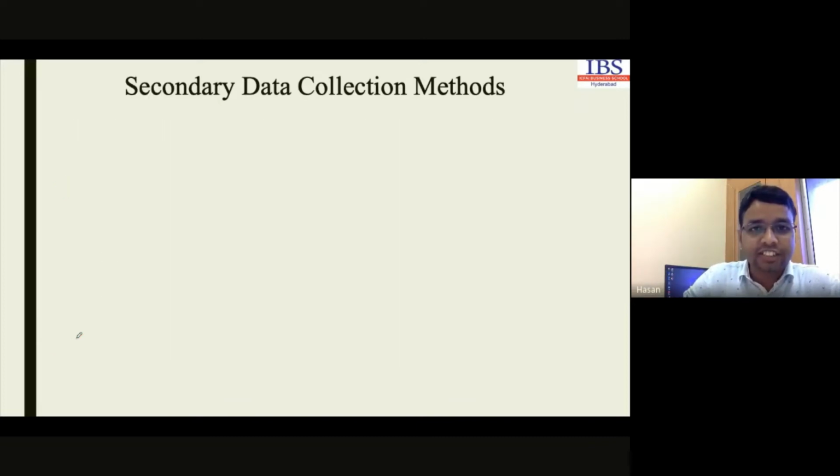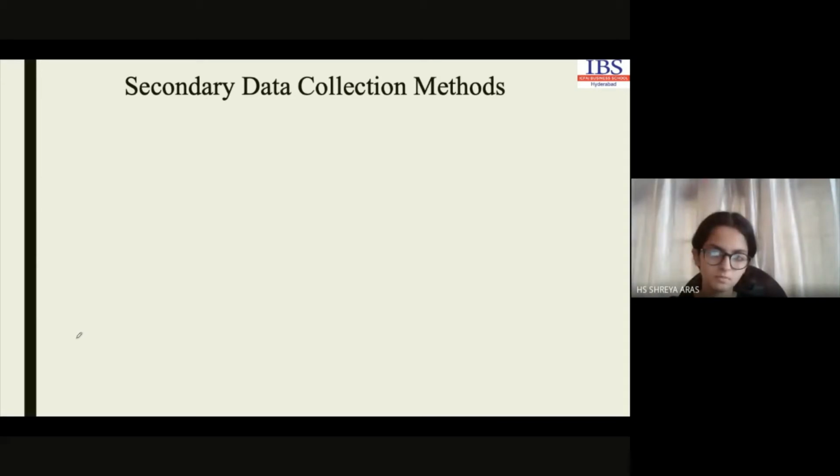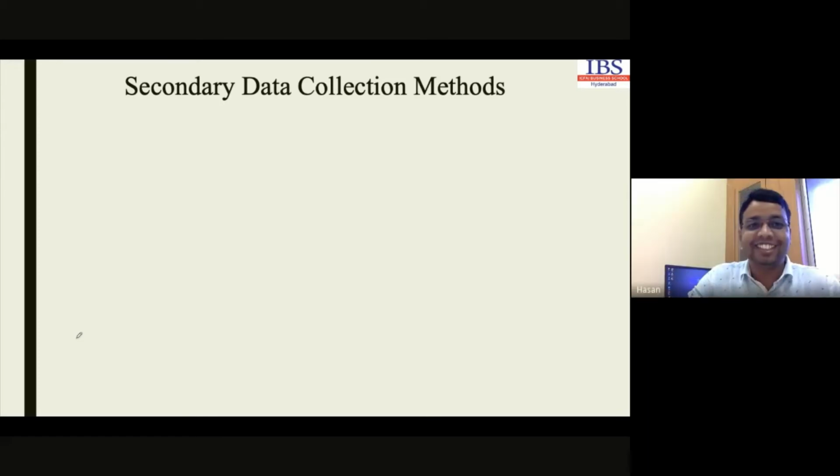So next one is secondary data collection methods. Basically, what is secondary data? Can anyone tell me? Sir, data which is not primary, not first-hand, but second-hand data. Yes. Someone has collected the data, processed it and published it, and we are going to use this data. This is secondary data, right? The sources are similar.